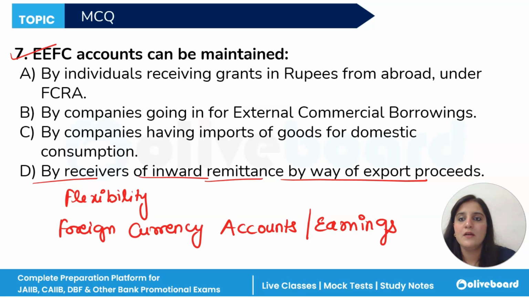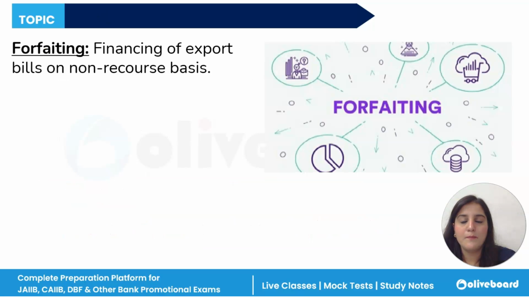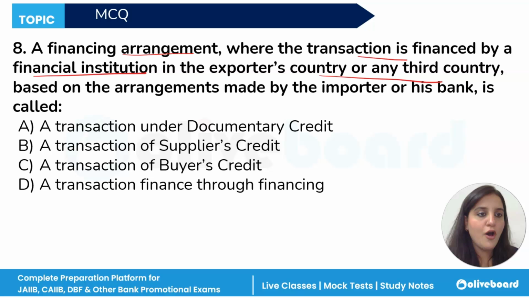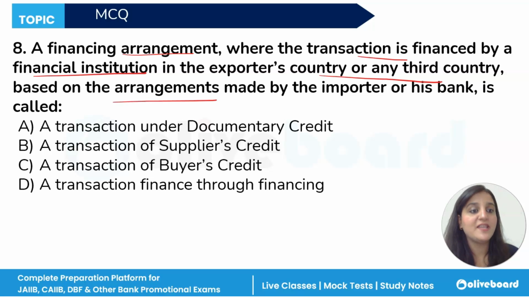Moving to the next one. Forfeiting is like financing of export bills on a non-recourse basis. Here the question is: a financing arrangement where the transaction is financed by a financial institution in the exporter country or any third party, based on the arrangements made by the importer or his bank, is called... C.